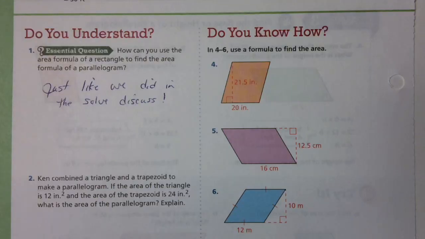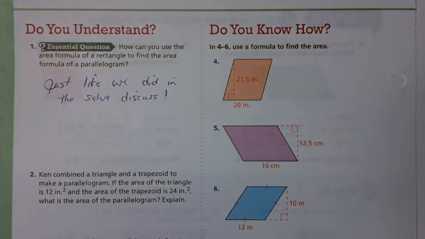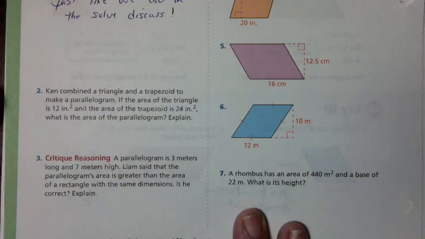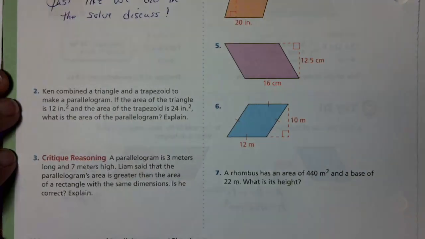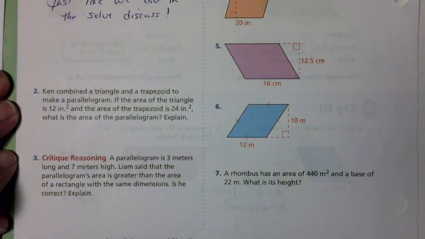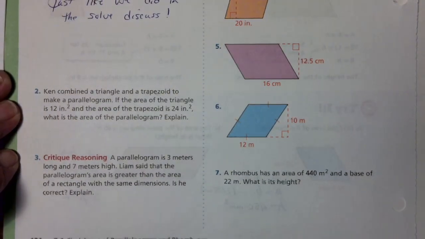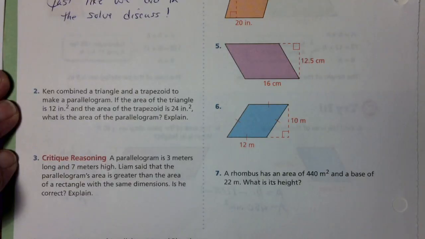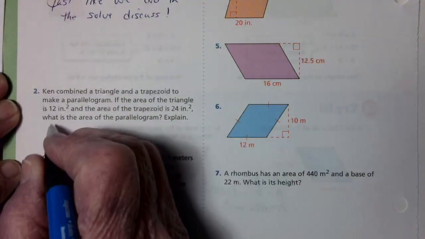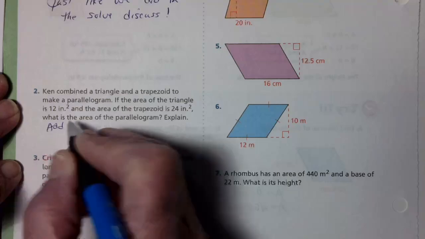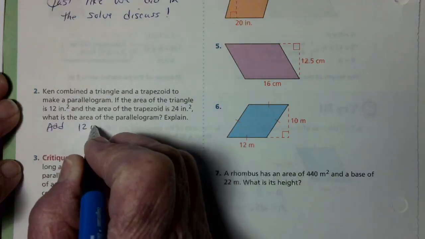All right. Let's look at number 2. Ken combined a triangle and a trapezoid to make a parallelogram. If the area of the triangle is 12 inches squared and the area of the trapezoid is 24 inches squared, what is the area of the parallelogram? Well, we're going to add them together. So we're going to add, here's the area of the triangle.